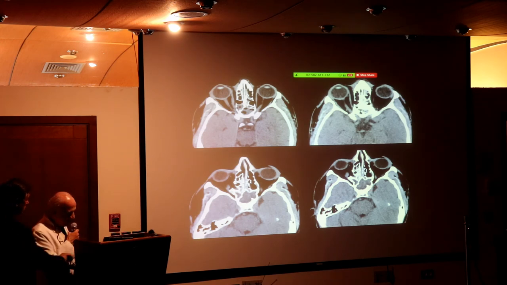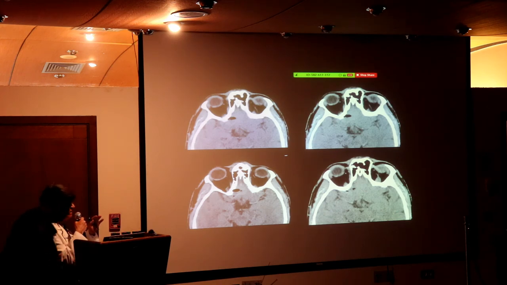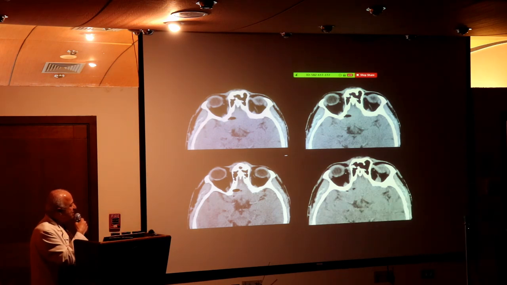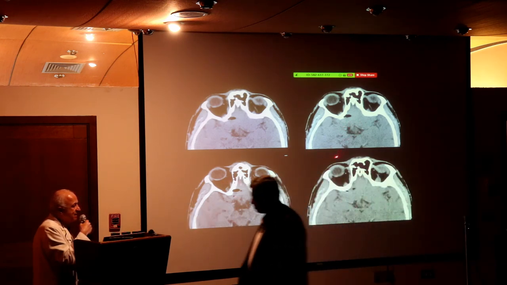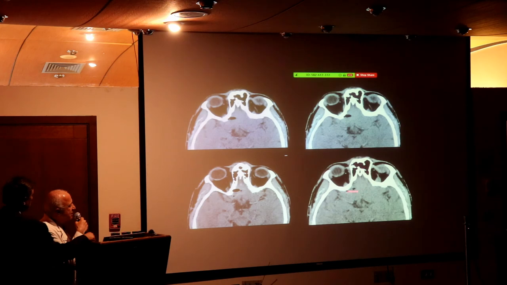But always please try to take images in different planes, that is sagittal, coronal, and axial images. Because as you know, the sphenoid sinus has an intimate relationship with a lot of important structures, such as the cavernous sinus, the carotid artery, the optic chiasm, the superior orbital fissure, and a lot of other structures.